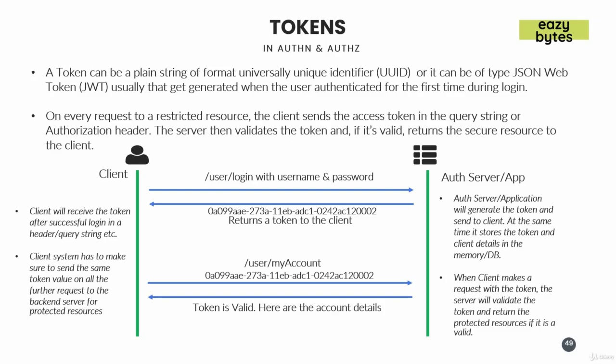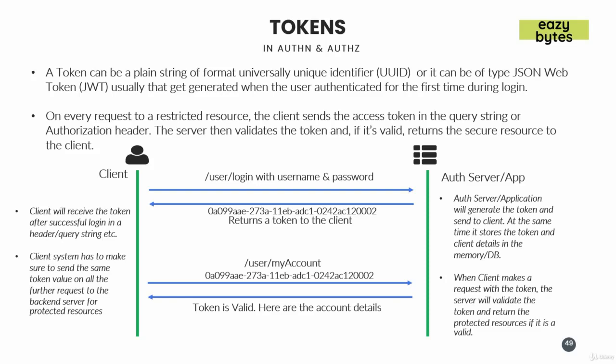So basically, a token can be a plain string of format UUID, or it can be one of the industry standard tokens like JWT, which we call JSON Web Token, that get generated when the user authenticates the very first time into a system. We'll discuss more about what is JWT in the coming videos. For now, think that a token is a value that gets generated whenever the user first authenticates into a system.